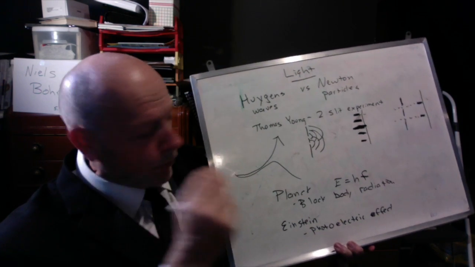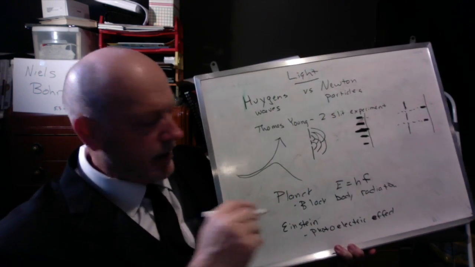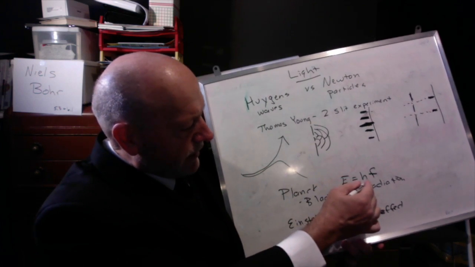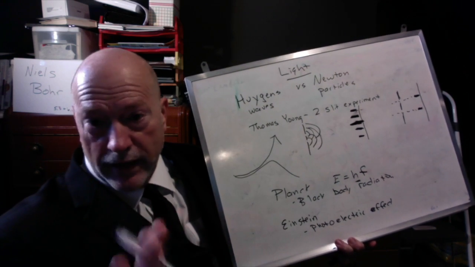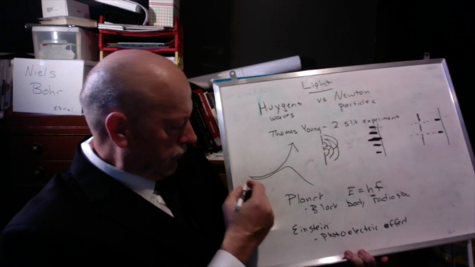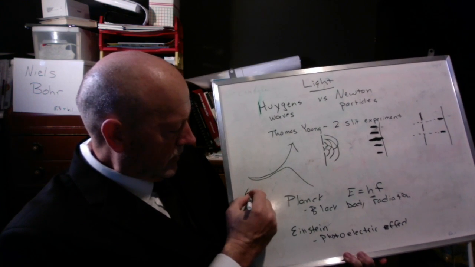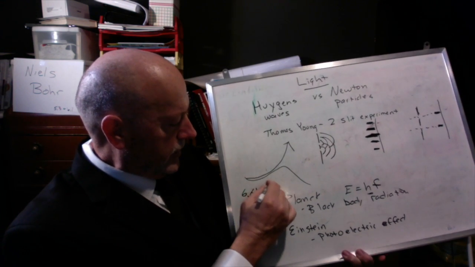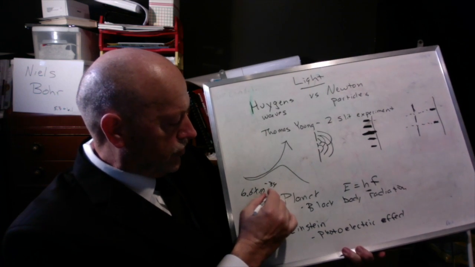In other words, energy is quantized. It's only in little packets. And he says it's quantized in a little packet, which we now call Planck's constant. It's a really small number. It's 6.6 times 10 to the negative 34th joule seconds. Okay, so a really small amount.